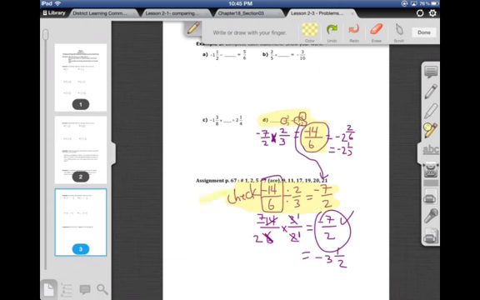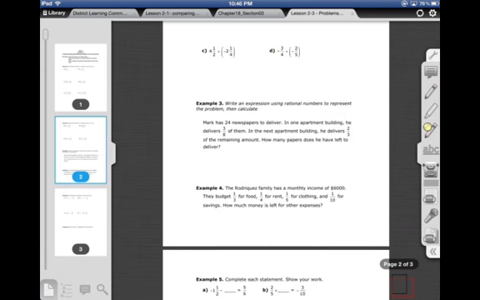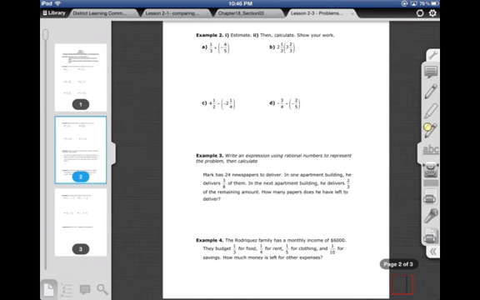Okay, and that's a fair assignment, this one that we've gone through. And it's adding, subtracting, multiplying, dividing using rational numbers.